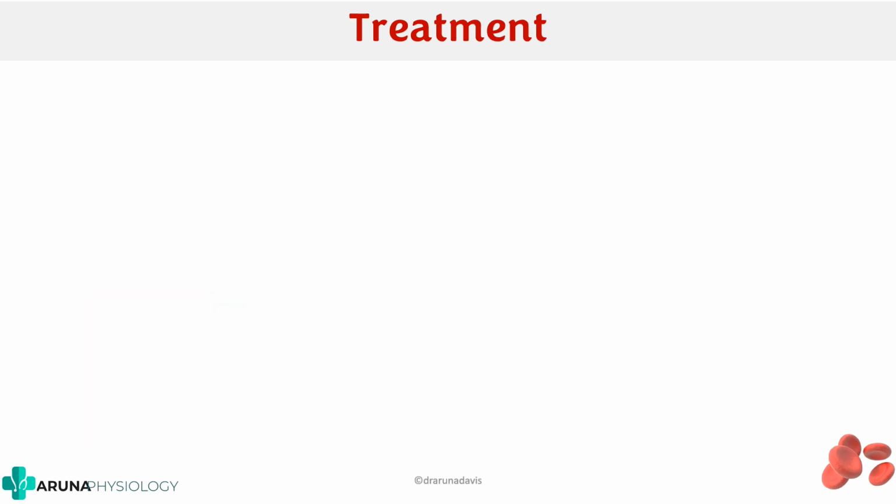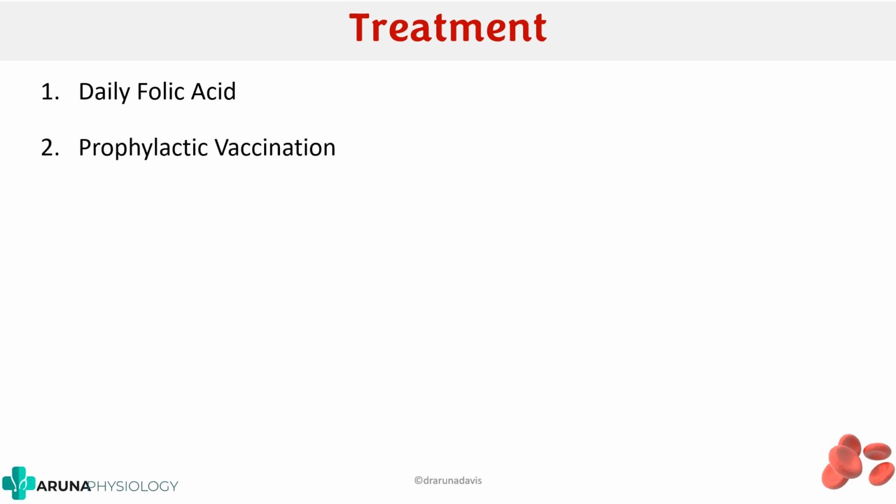So what about the treatment? For treatment, you can give daily folic acid. You can give prophylactic vaccination because you can expect a splenic infarction at any point, which in turn can cause other infections. So that is why you can have prophylactic vaccination against them. Proper rehydration. Why? Because dehydration will stimulate or precipitate sickling. So the patient should be adequately rehydrated.